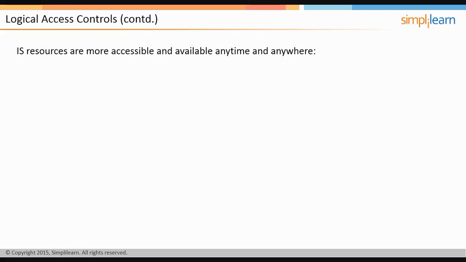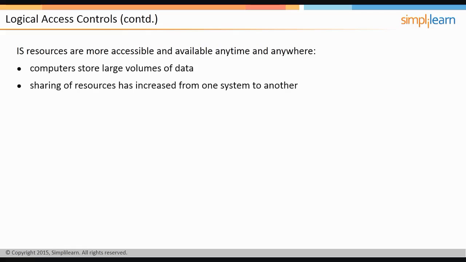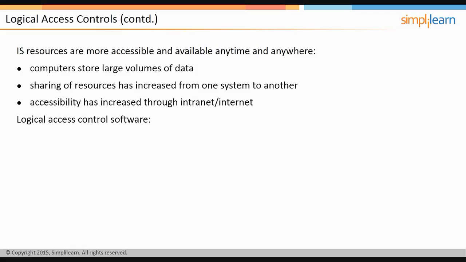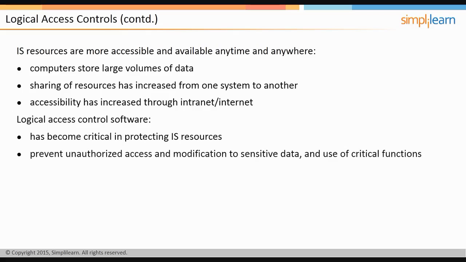IS resources are more accessible and available anytime and anywhere. Computers store large volumes of data. Sharing of resources has increased from one system to another, and accessibility has increased through intranet and internet. Logical access control software has become critical in protecting IS resources. It prevents unauthorized access and modification to sensitive data and use of critical functions.